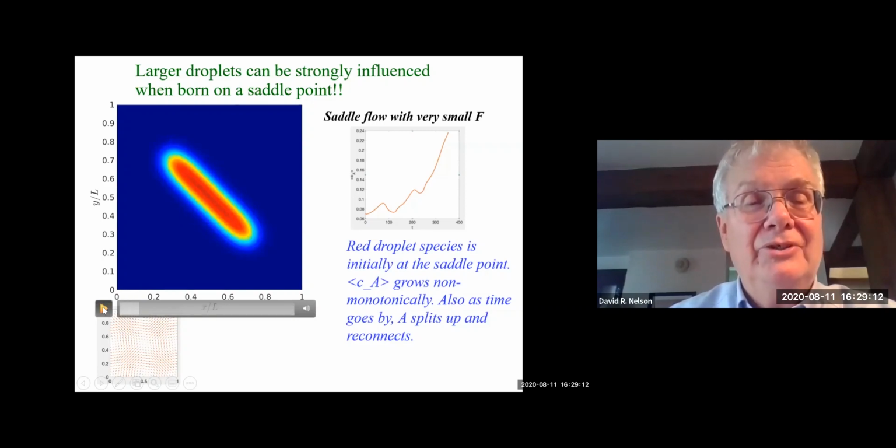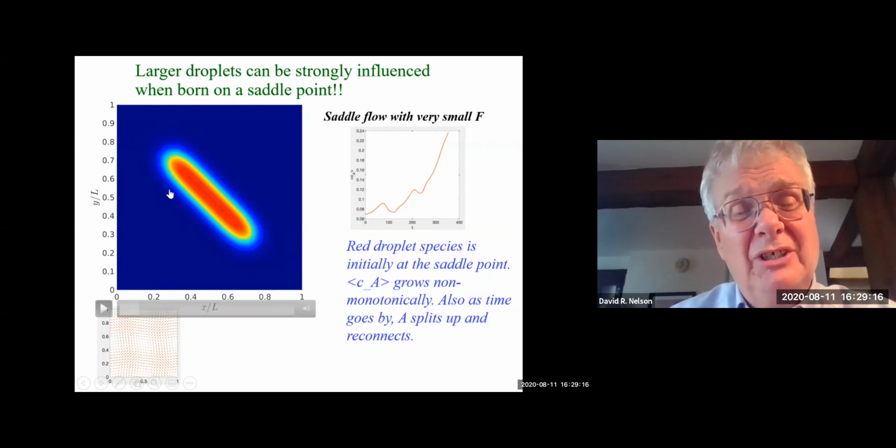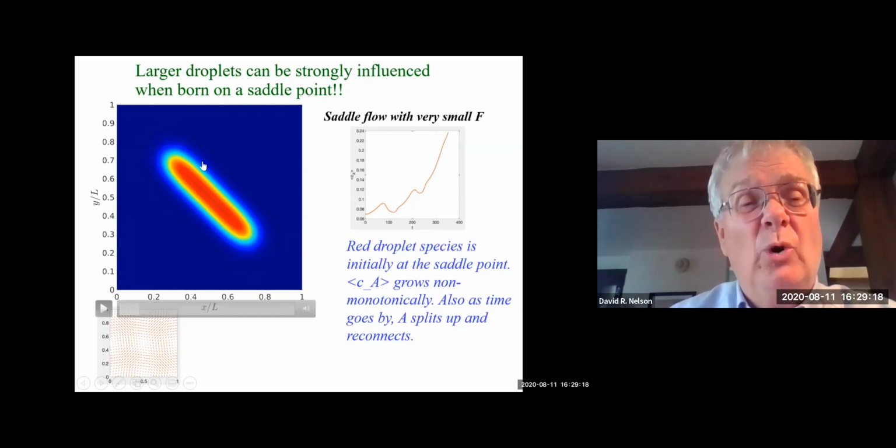And you can see interesting things happen. The saddle flow tends to stretch it out. There's effectively a line tension, an organismic line tension between these two species. The whole plane is filled, it's incompressible. The whole plane is filled with these organisms.